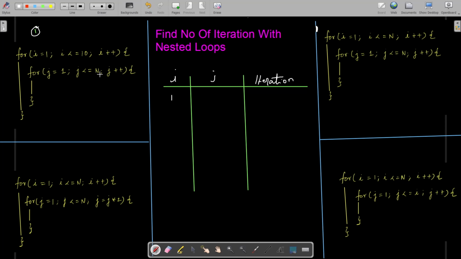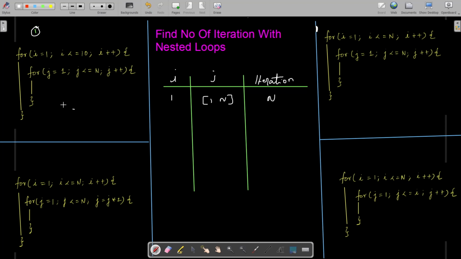So how many iterations will it take? From 1 to n. We have seen this already, right? So n minus 1 plus 1, so the total iteration is n. We have seen all this, right? This is the first property of our time complexity.